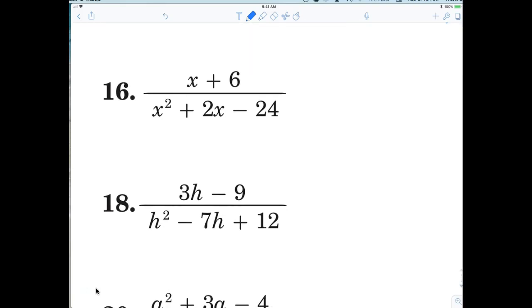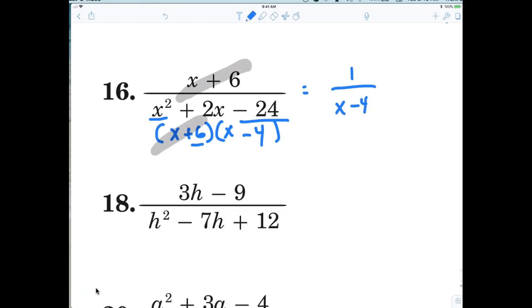All right, now there's an x plus 6 on the top, so there probably is a what? There's probably an x plus 6 on the bottom. So I automatically put x plus 6 on the bottom. Now I want to show you the easiest way to figure it out. I need an x squared, so that has to be x. And I need a negative 24, so positive 6, so it has to be x minus 4. All right, that's just how it works. And so now the x plus 6's will cancel, and so you're left with 1 over x minus 4.